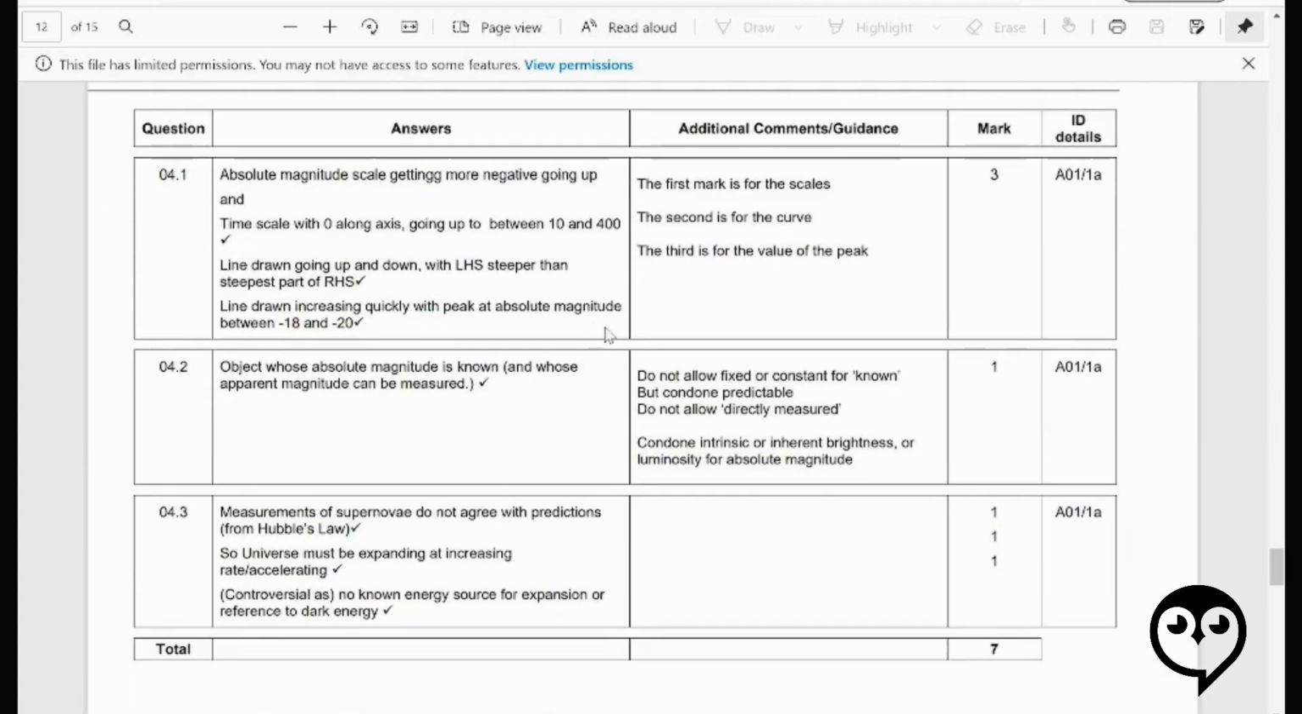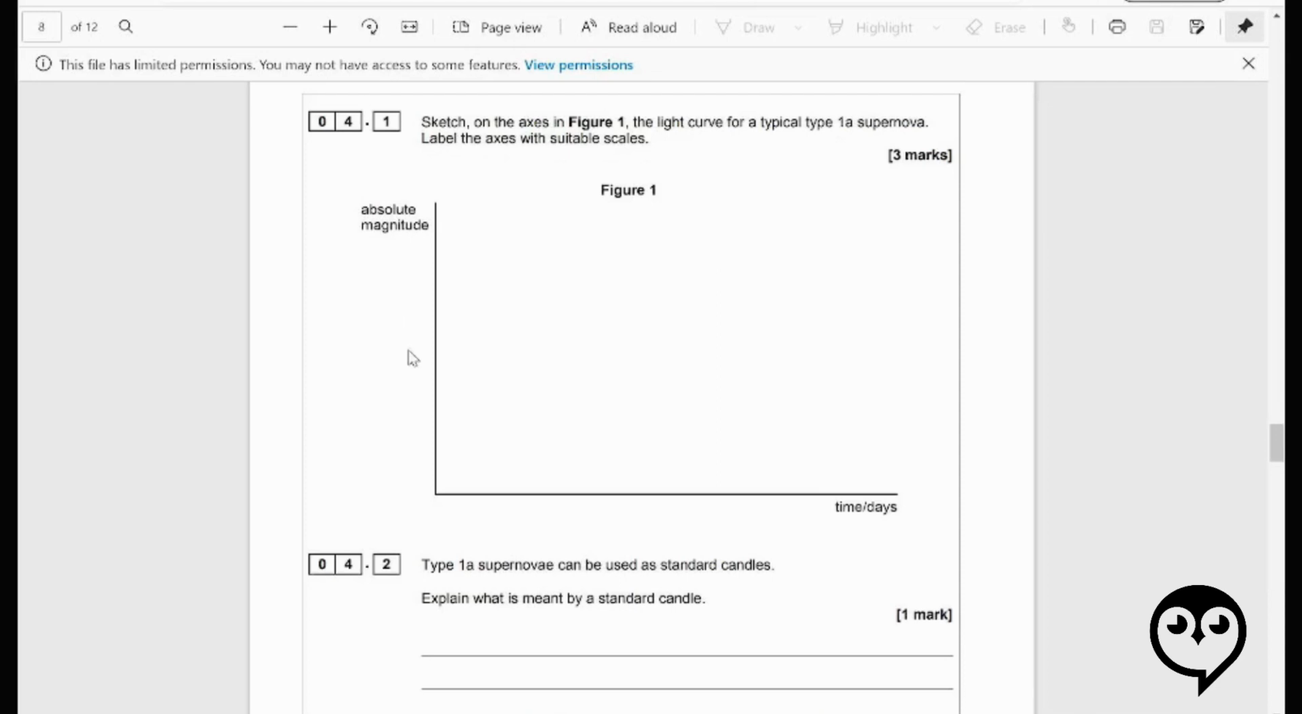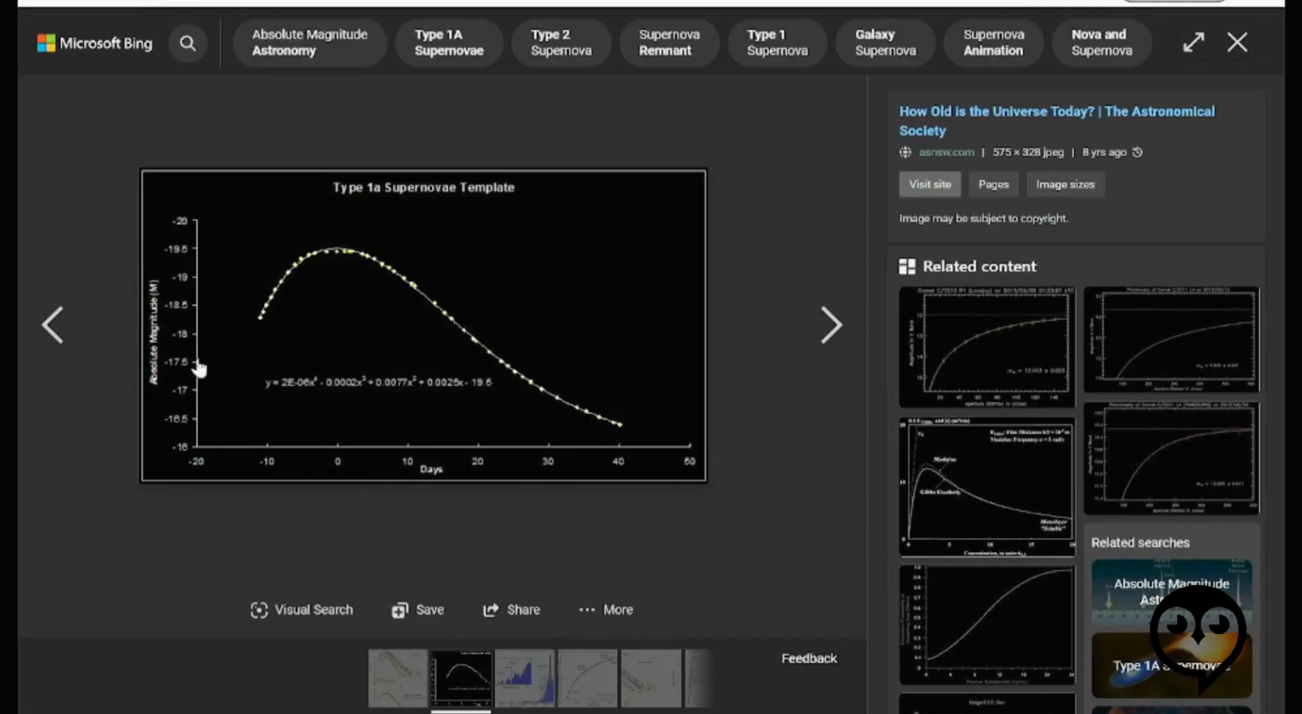Again, these mark schemes aren't very helpful. The first mark's for the scales, second is for the curve, third is for the value of the peak. Okay, so you've got to add some, it says here, label the axes with suitable scales. So as we said, the peak needs to be, I would just refer to something like this. I don't know what they expect you to know in AQA, but here you are.